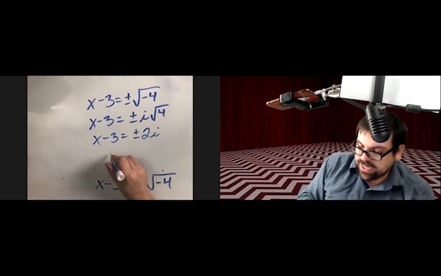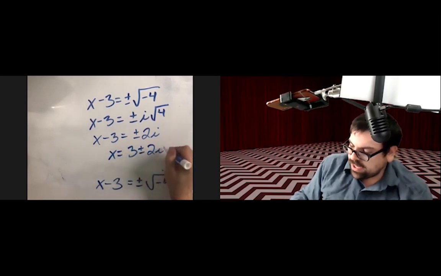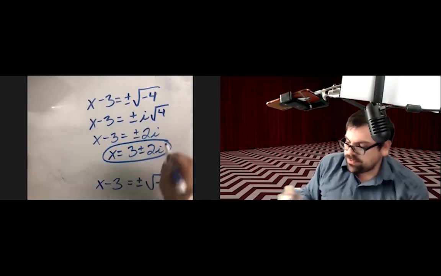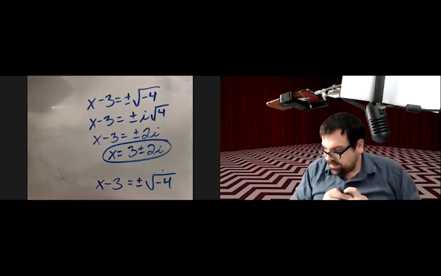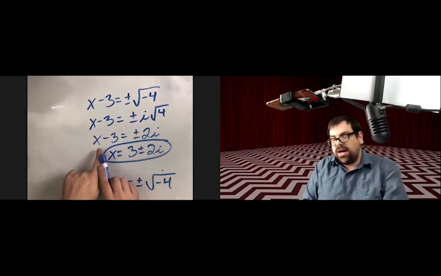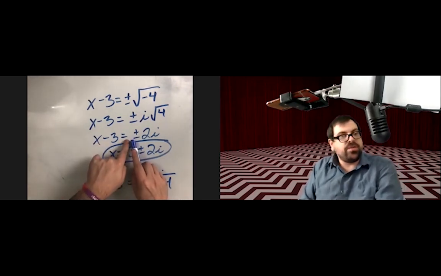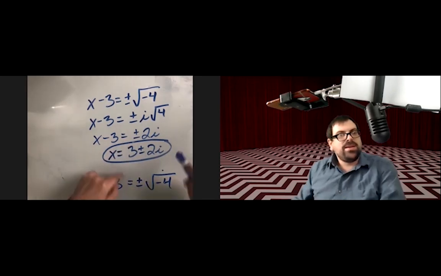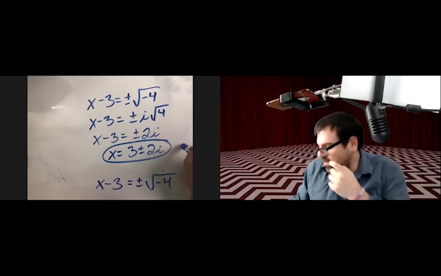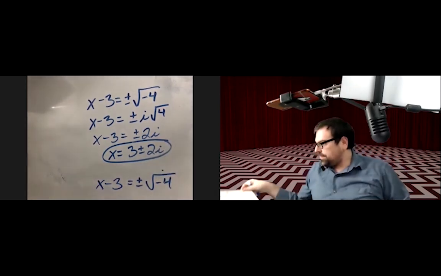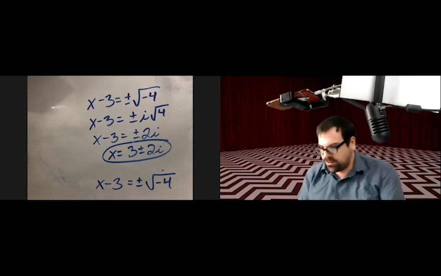Add 3 to both sides. x equals 3 plus or minus 2i. 3 plus 2i, 3 minus 2i. And now you can see another reason why adding 3 to both sides is going to put the plus 3 in front of the plus or minus. It keeps us in a plus bi form when we get complex answers. So 3 plus or minus 2i.